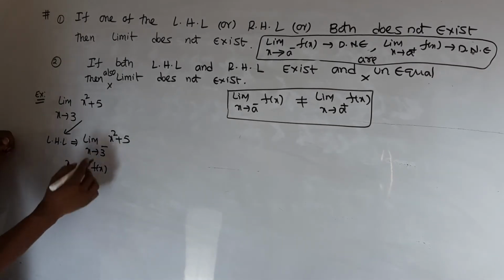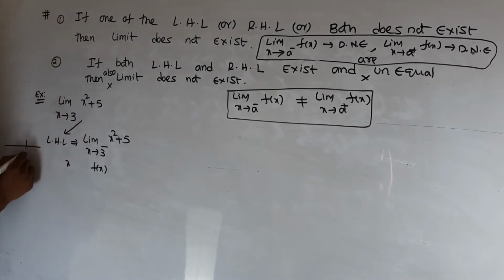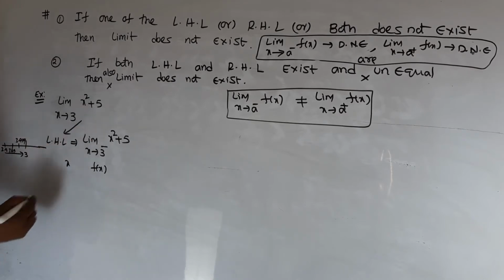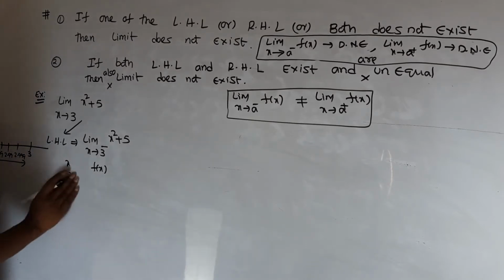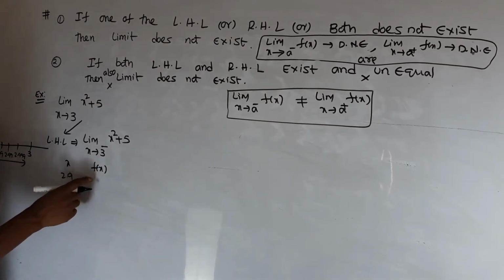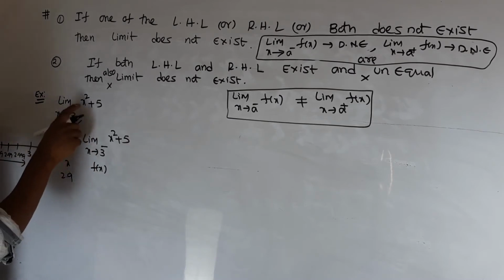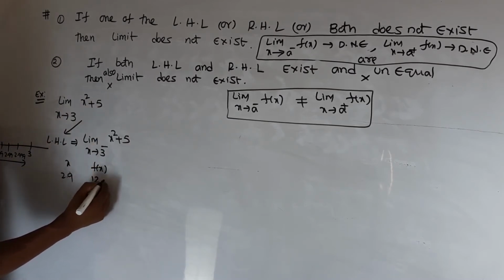3 minus on the number line. This is the number line. 3 minus means left hand side. The values are 2.9, 2.99, 2.999 and so on. So x is 2.9. What is f of x? Close to 3 square, 9 plus 5, 14, approximately 12.89.